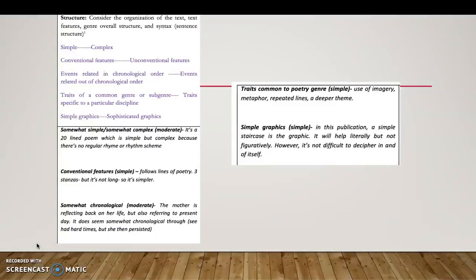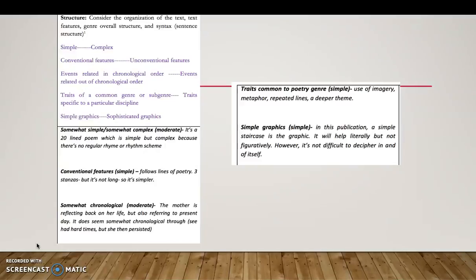The next thing to think about is conventional or unconventional features. In this case, we would say it follows conventional features of poetry, so it's more simple. There are lines of poetry, there are 3 stanzas. The poem itself is not long, so we'd say it's more simple on the continuum.